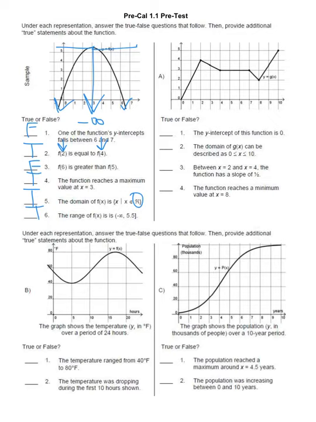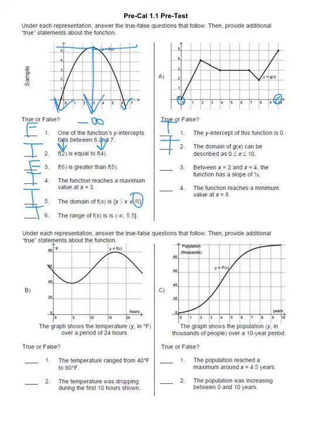Okay, let's skip over here to the next one. The y-intercept of this function is 0, and that is true. It does cross the y-axis at 0. The domain of g(x) can be described as 0 less than or equal to x less than or equal to 10. So my first x value starts at 0, and then it goes all the way to 10. And all of my x values fall between 0 and 10, so that's true as well.